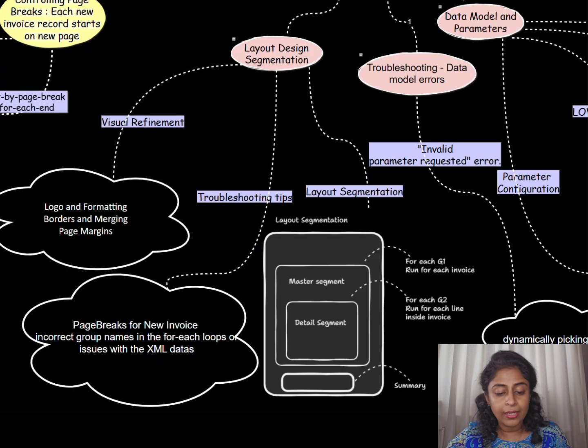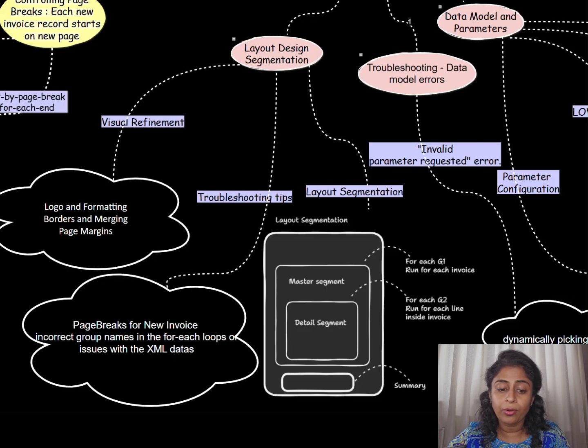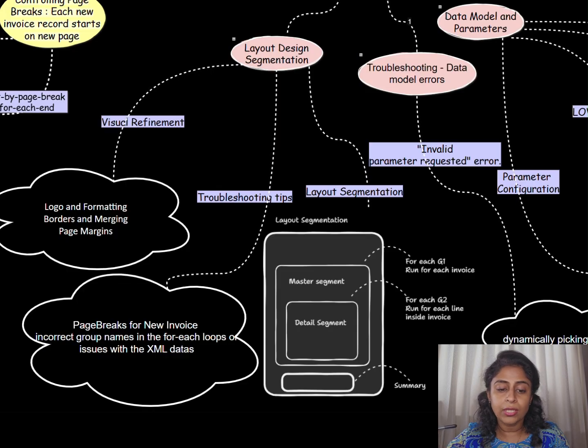The detailed data section, this is your line section, and it contains information about individual line items such as item code, description, quantity and unit price. Then comes the summary section. This includes the total invoice amount or subtotal.